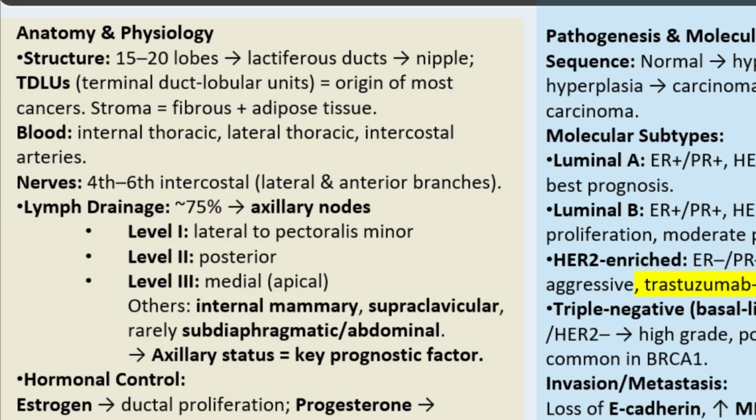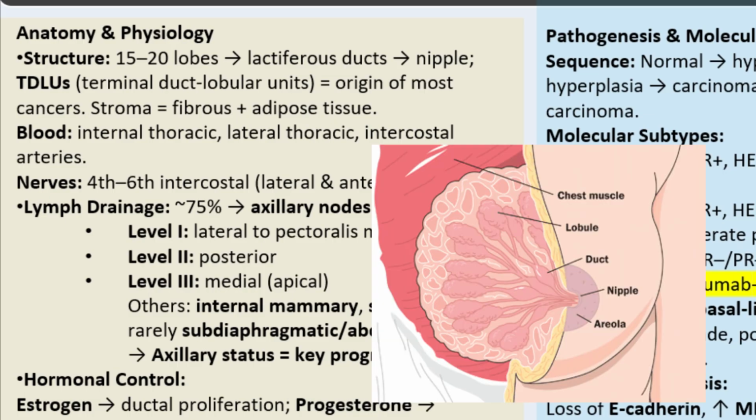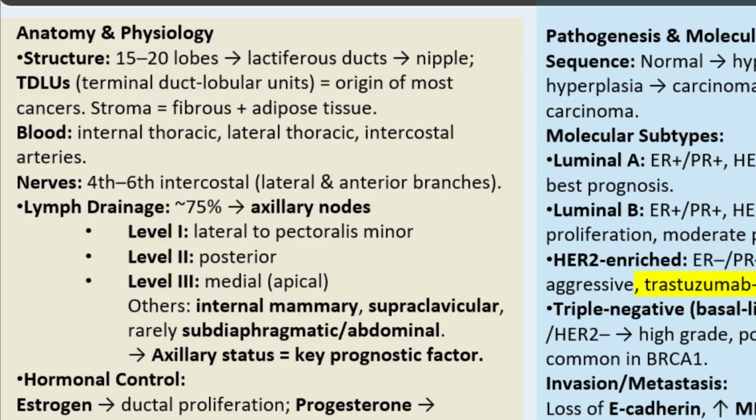It's worth it to note the breast has around 15 to 20 lobes, and these ones empty their secretions into the lactiferous ducts, which then deposit them through the nipple outside the body. Then we have the terminal ductal lobular unit, which is made up of the ducts and the lobules. The lobules produce the secretions. The ducts are the ones that transport or propel them out of the breast, and these form the place where most cancers are going to come from.